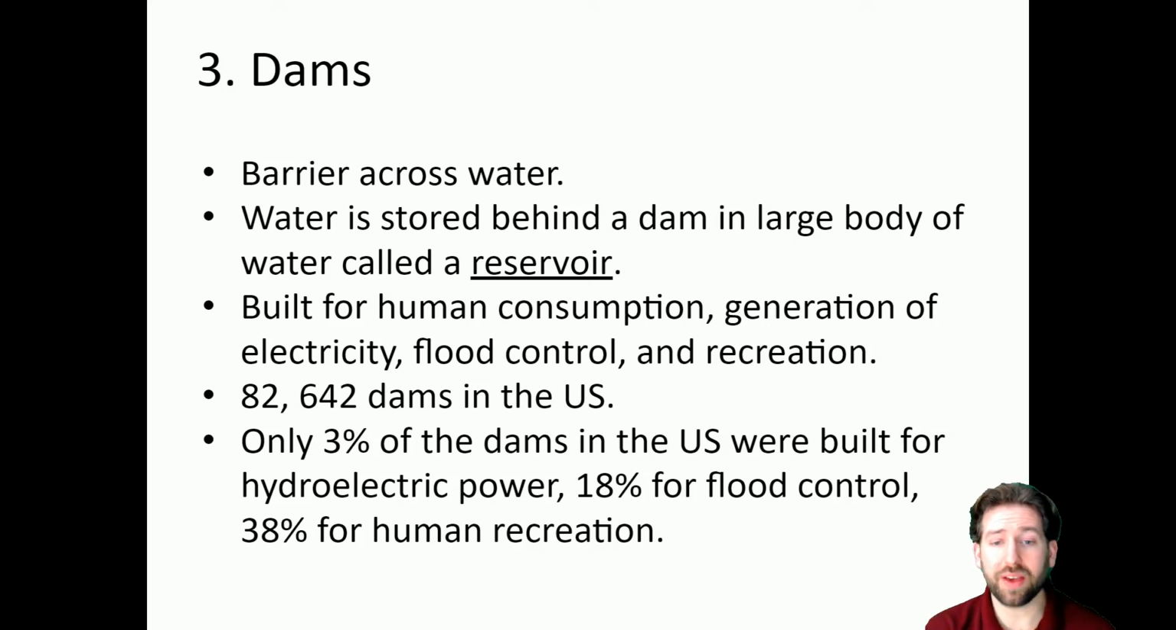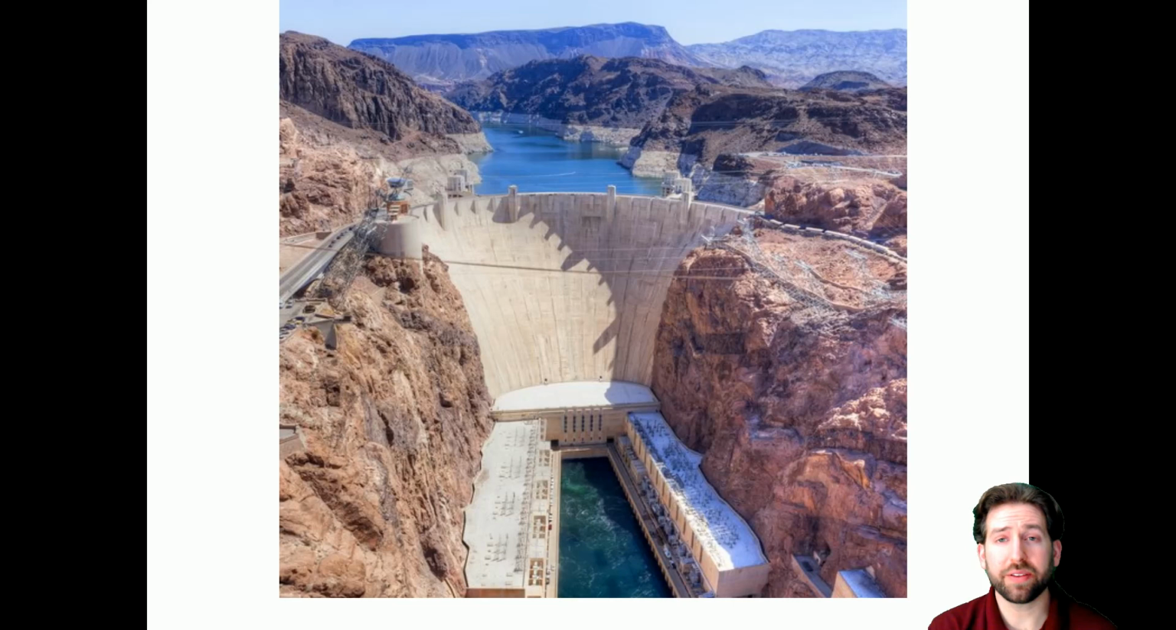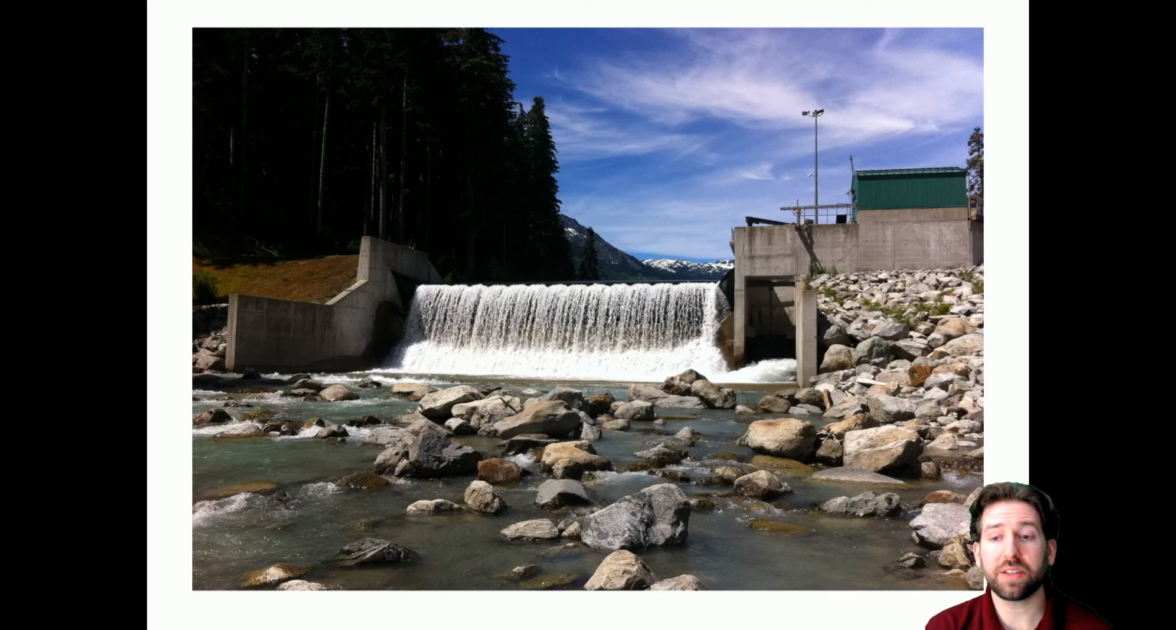There's over 82,000 dams in the United States, ranging in sizes from really small, maybe a smaller stream, to pretty big. Only 3% of the dams in the US were built for hydroelectric power, 18% for flood control, 38% for human recreation. We'll see some different sizes so you can get an idea of what dams look like. So here in this picture is the Hoover Dam, which is an example of a quite large dam. This would be an example of a much smaller dam, and it is nowhere near as massive in scale and size. It's probably not making much of a reservoir behind it, but it is blocking water and controlling its flow downstream.